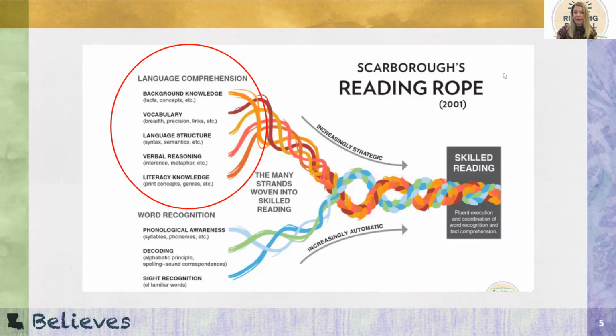We said, as a reminder, Scarborough's reading rope, that if students have proficiency in that bottom strand in word recognition, if they have developed phonological awareness and decoding and sight recognition skills, then they're prepared to start comprehending the text. And that upper strand, language comprehension, which involves reading comprehension as well as listening comprehension, is where we can really focus and develop students so that they become more proficient and comprehend what they're reading. So we can focus on developing background knowledge in students, or vocabulary, language structure, verbal reasoning, and literacy knowledge. We can focus on all those different strands in order to help build students' comprehension.